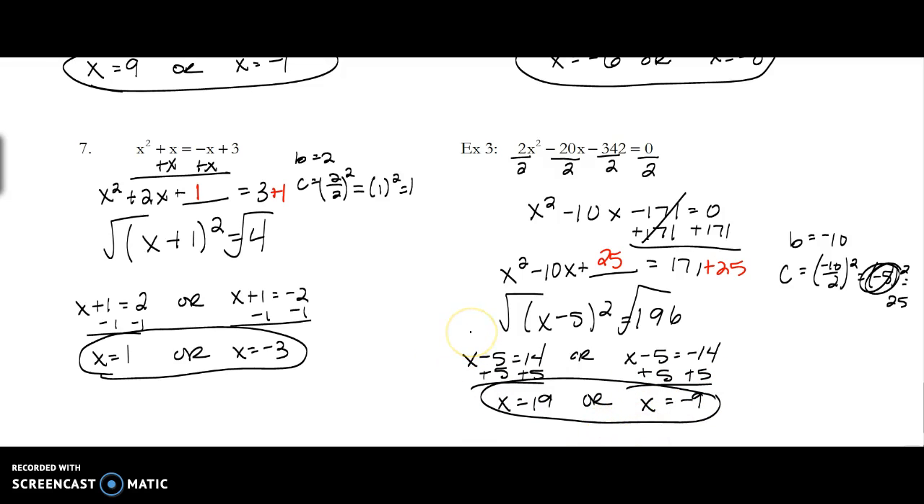What I want you to do for homework is numbers 1 through 10 in your homework packet. I will be checking it in the morning or in the afternoon whenever I have you in class, and be ready for round 2.